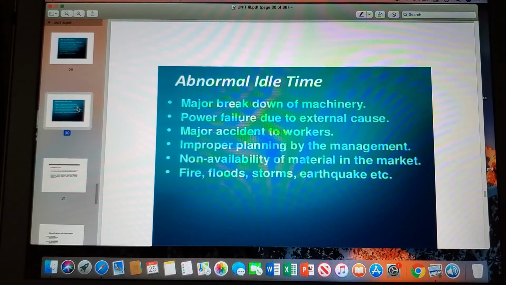Abnormal idle time: major breakdown of machinery, power failure due to external cause, major accident to workers, improper planning by the management, non-availability of material in the market, fire, floods, storms, earthquakes, etc. come under abnormal idle time.